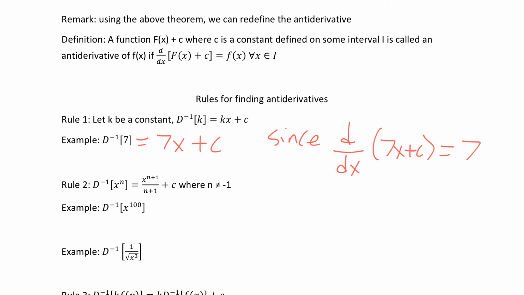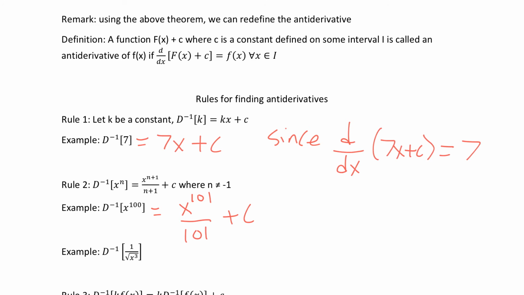Let's take a look here at Rule 2. Rule 2 says that the antiderivative of a power of x, so x to the power n, will be x to the n plus 1 over n plus 1 plus c, where n is not equal to minus 1. So let's see this in the example here. If we wanted to find the antiderivative of x to the power of 100, we would add 1 to the power, and we would divide by the new power, and we would add a constant c.